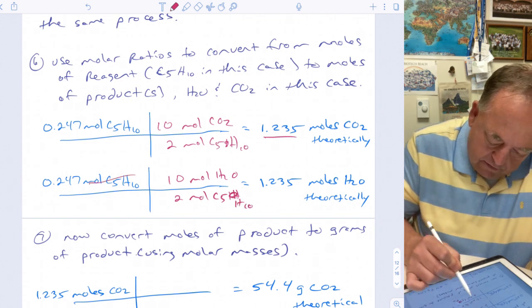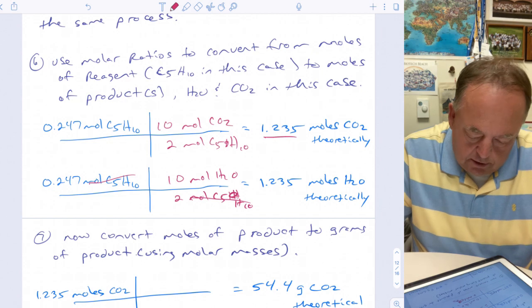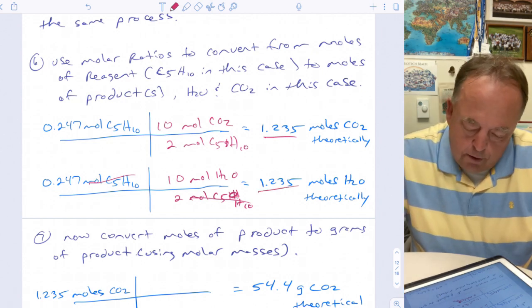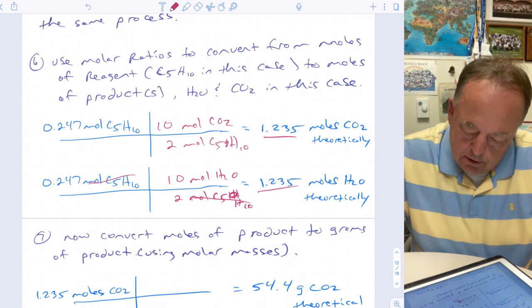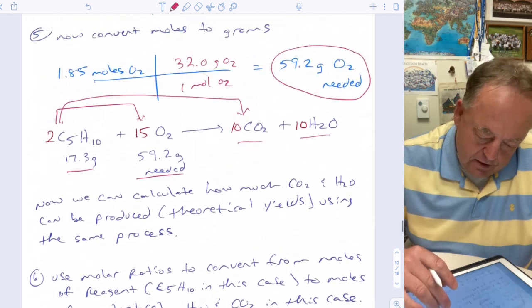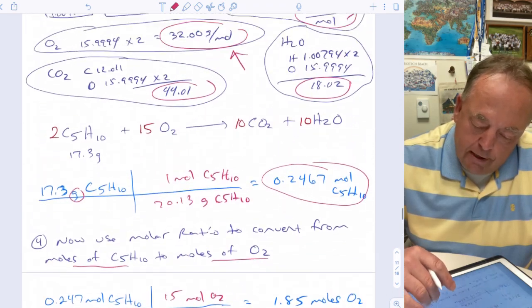All right, so your moles of C5H10 cancel. And so that would give you 1.235 moles of water is your theoretical yield. And now convert those back to grams. How do you convert them back to grams? You use the molar masses that we calculated here.